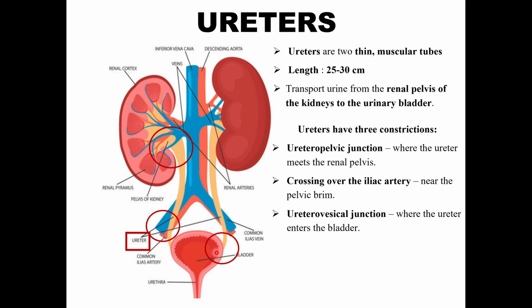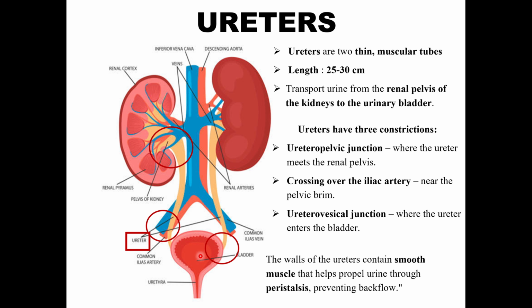And if you see the wall of the ureters, they contain smooth muscles that help in propelling the urine through peristalsis, preventing backflow. So this was the second structure.